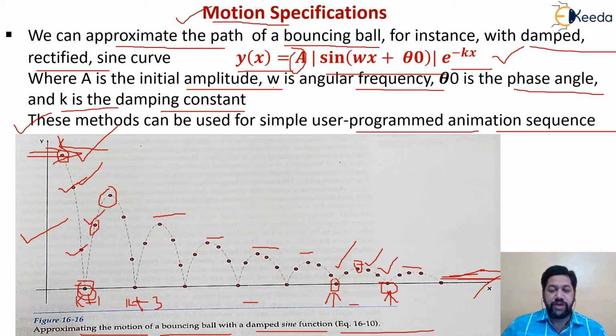Okay, so directly we are using the sine function. We are considering how much frequency there is. Frequency means the number of times it is changing, and what phase I have to shift. All these values are given as parameters. So this comes under the direct specification method of the motion picture. Okay, so let us move to the next point.